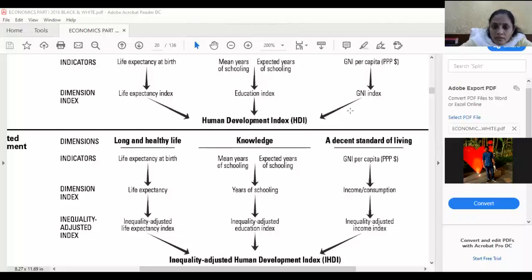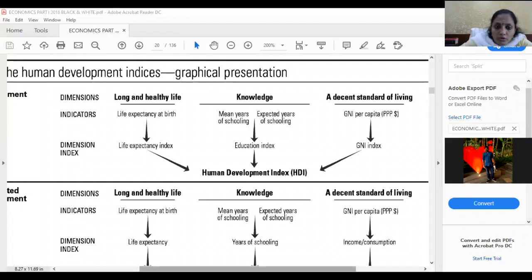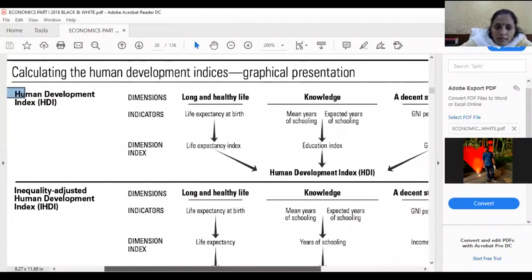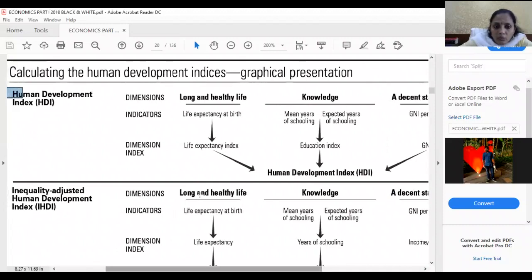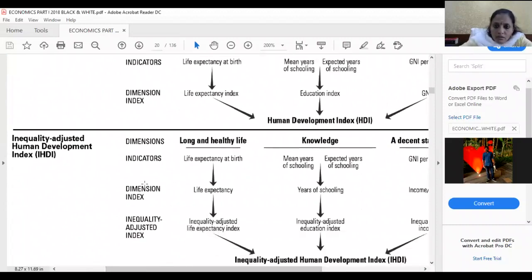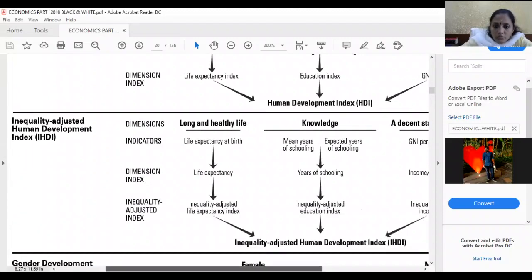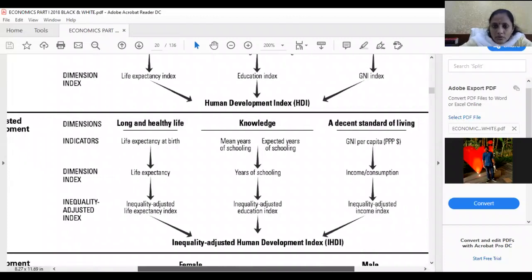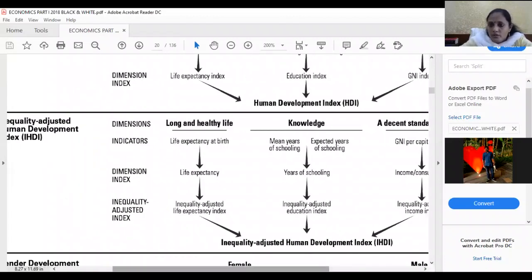Okay. So that's your first thing, which is about the human development index. Now the second thing we are going to learn is about the inequality adjusted human development index. So what are we going to do? The same 3 dimensions are taken here. You can see health, education, standard of living, as we took for the HDI. And that's why the name is inequality adjusted HDI.